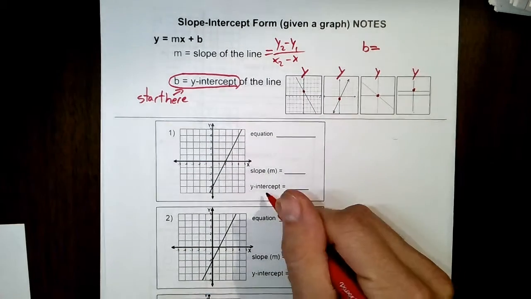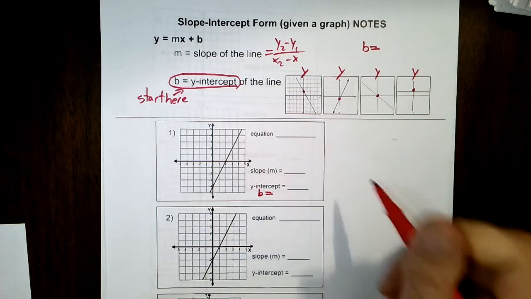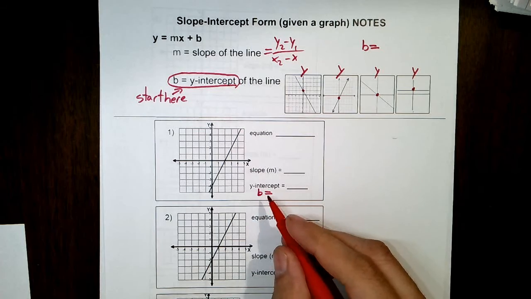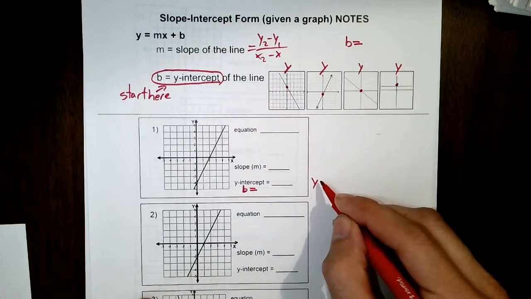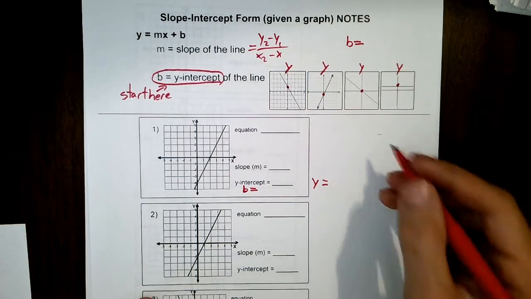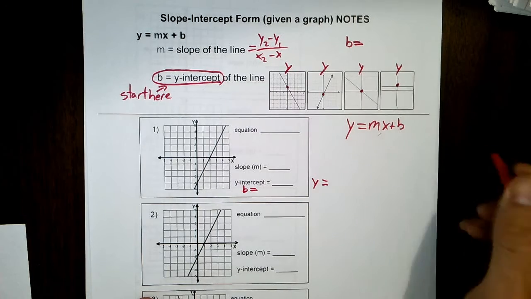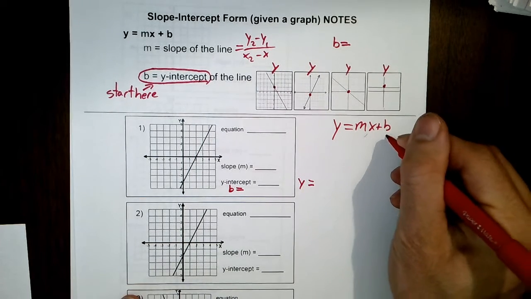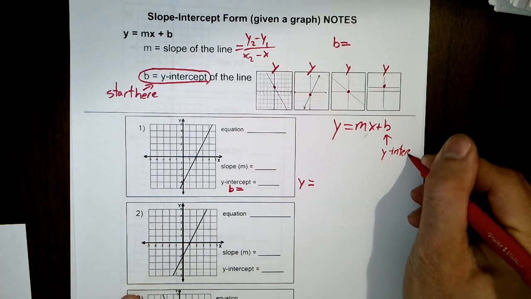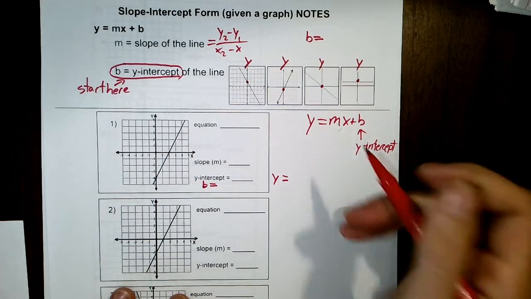I do want you to write under y-intercept, go ahead and put B equals. The reason I'm going to harp on that is because I have a bunch of people, at least I did in first period, who were writing y equals and then they put their y-intercept. But y is a whole different number. Y equals mx plus b. B is our y-intercept.